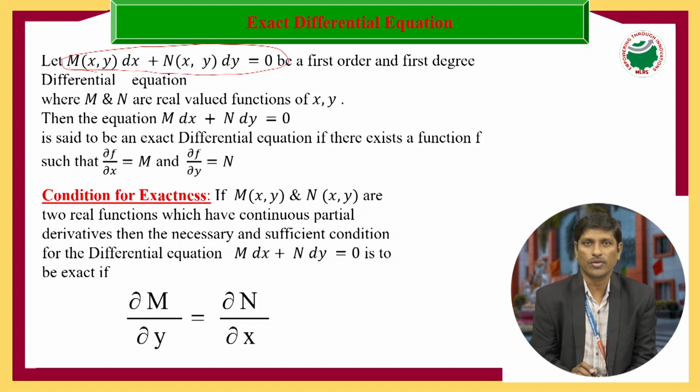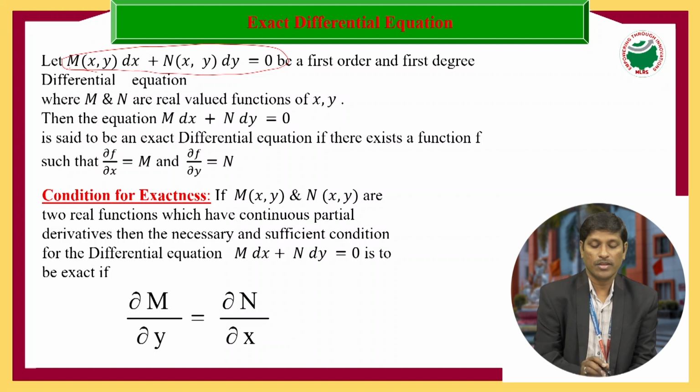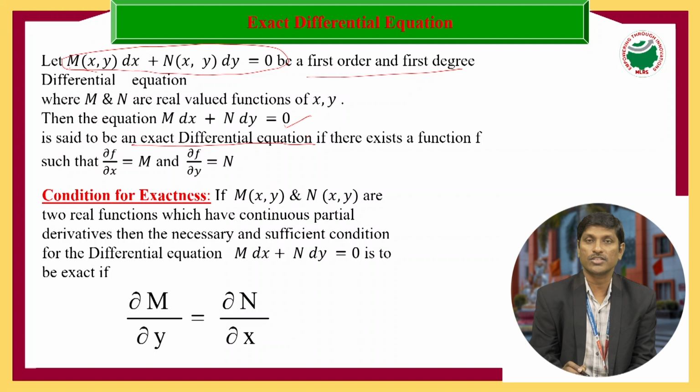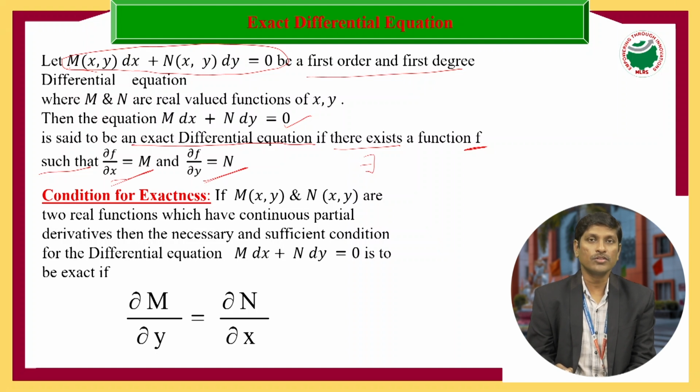Of course, throughout this unit what we are going to learn is first order only. So for this first order and first degree differential equation, where M and N are real valued functions, the equation is said to be an exact differential equation if there exists a function f such that dou f by dou x is equal to M and dou f by dou y is equal to N.